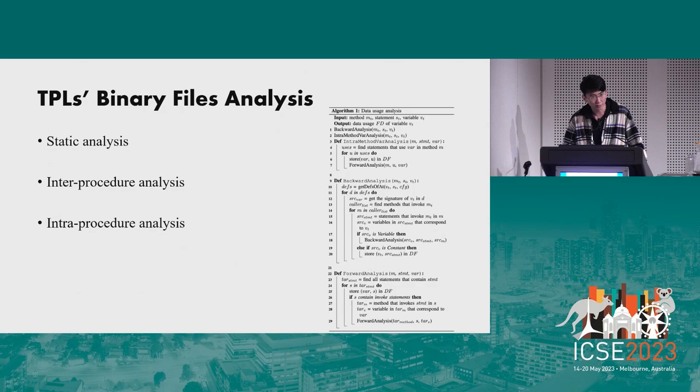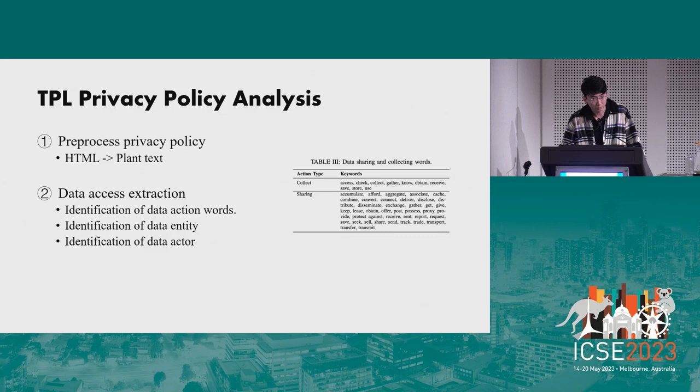And then we use ATP checker to analyze third-party libraries' privacy policies. First, it processes the privacy policies to convert the HTML file to plain text. Then we analyze each statement to locate the sentences that claim data sharing and collection. Then we use a syntax parsing tree, a pattern-based natural language processing method, to analyze the data entity and the data actor of the access behavior to identify the data usage statements in the privacy policy.